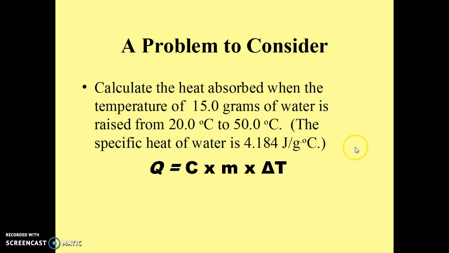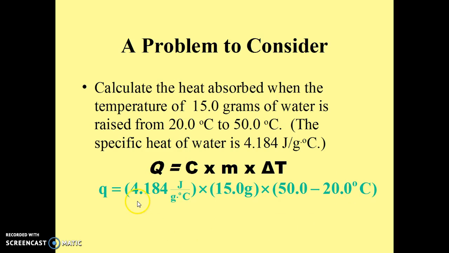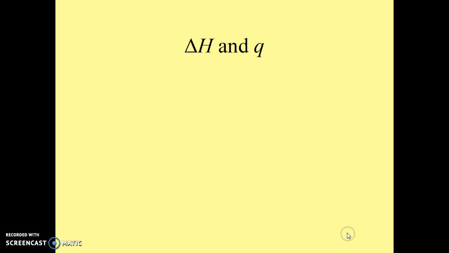So calculate the heat absorbed when 15 grams of water is raised in temperature from 20 to 50 degrees. And it's given 4.184 joules per gram degree Celsius as the specific heat capacity. We put together our equation and we're solving for Q. So it's the 4.184 joules per gram degree times the 15 grams, the mass, times the change in temperature, which is 50 minus 20, a positive number. And so the heat is 1.88 times 10 to the third joules, or 1.88 kilojoules.